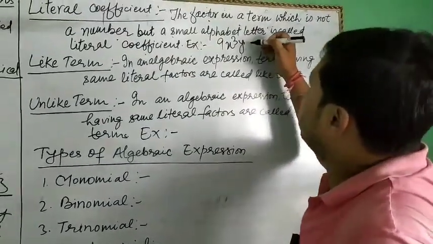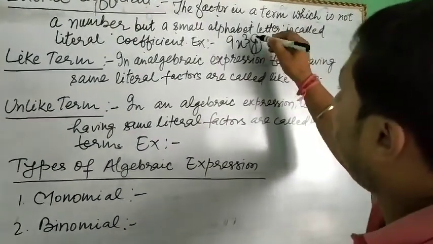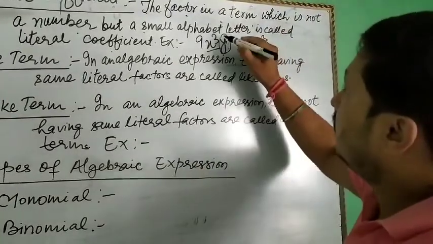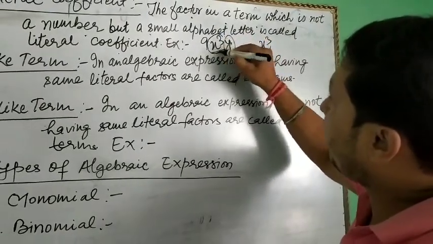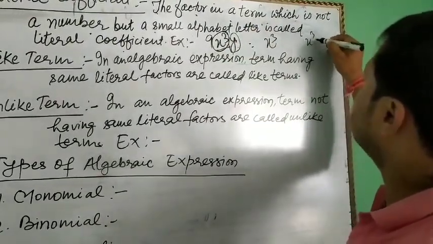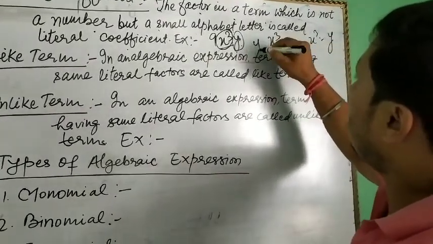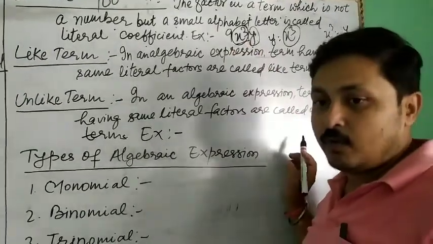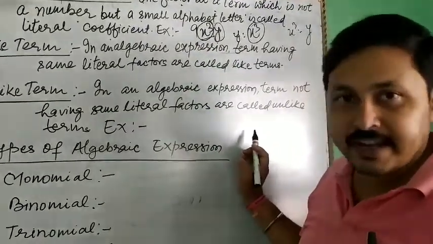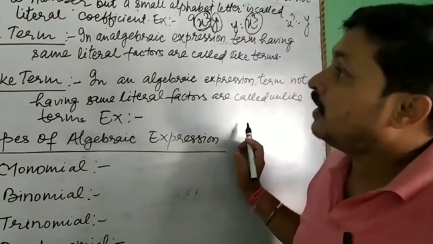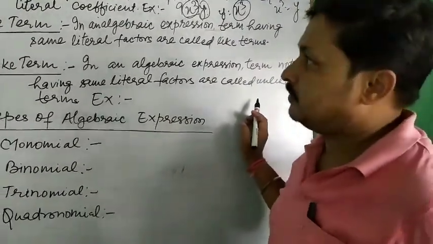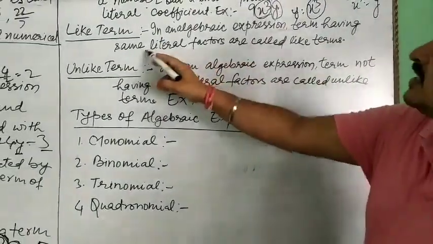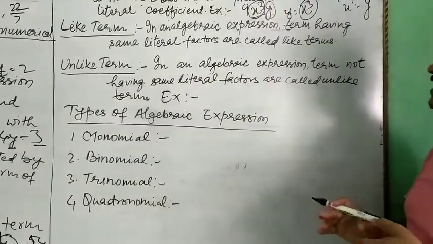So here the literal coefficient of y is x cube. If we ask you the question, what is the literal coefficient of x cube? That means x cube equals y and y equals x cube. So we do not use the numerical value, only the literal value, only the variables. Like terms: in an algebraic expression, terms having the same literal factors are known as like terms.